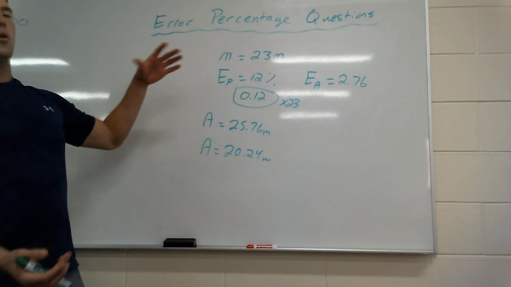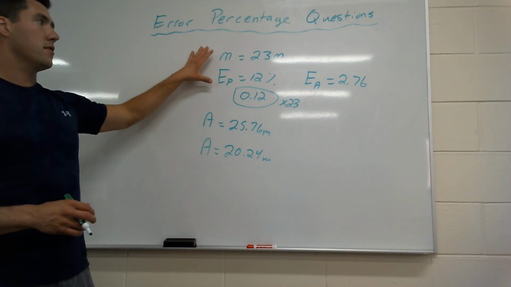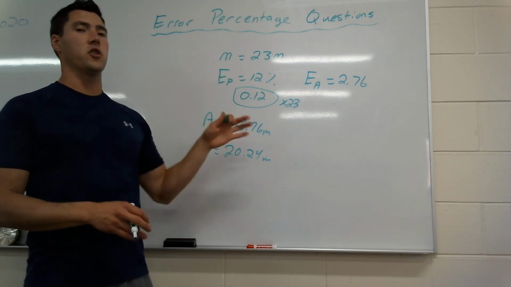So that shows you kind of going a little backwards. If I have the percentage and I have a guess, I can find out what that error is, how much I was off by. And there'll be a few questions like this as well.